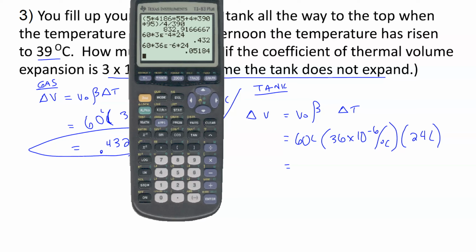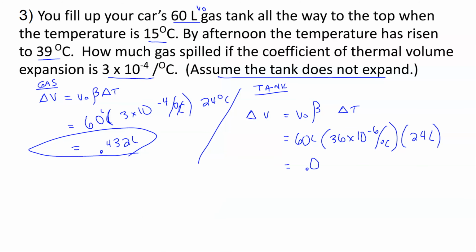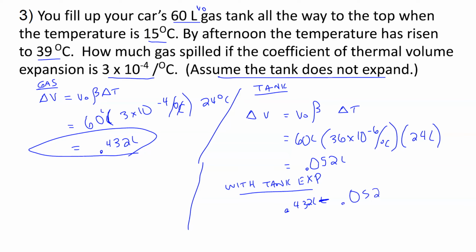0.05, let's call it 0.052 liters, is the expansion of the tank. So if you wanted to know how much spilled, even if the tank expanded, then you'd want to take the difference of those two. Alright, so 0.432 liters is what would have spilled, and now my tank got a little bit bigger, so it's going to hold that much of it, and you could take the difference there and see what that is.